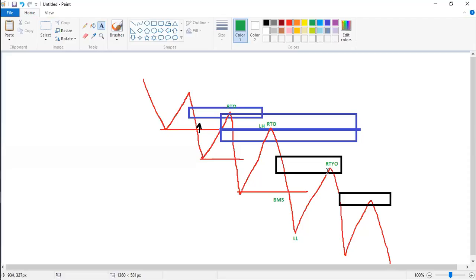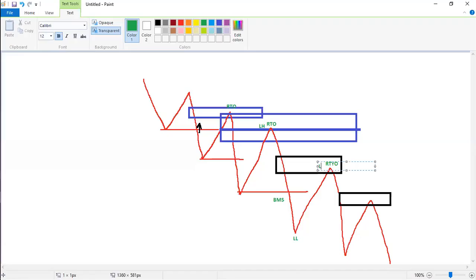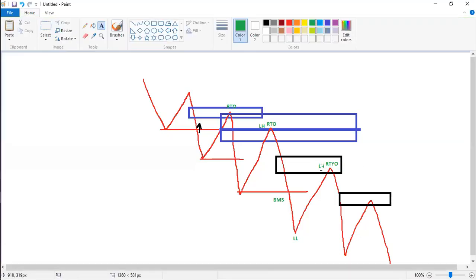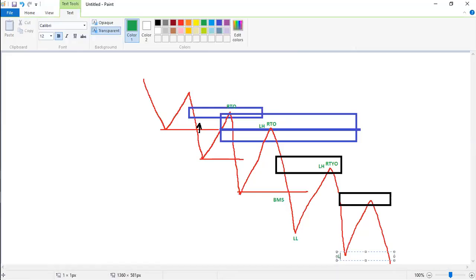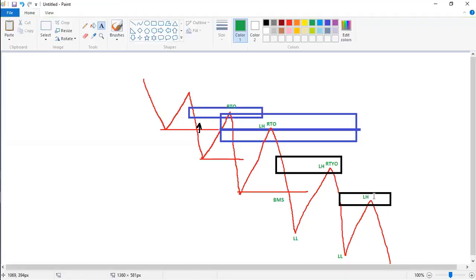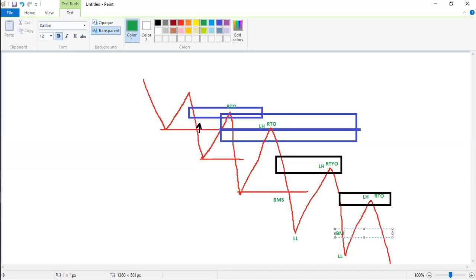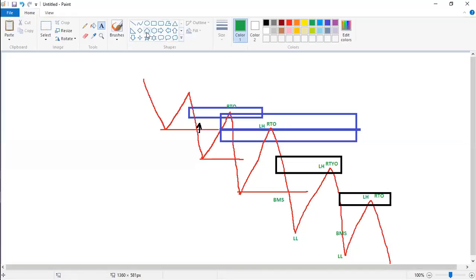I made a mistake here. RTO and also it's a lower high. So now you put both. You put both RTO and lower high. Again, lower low, lower high, RTO. This is the BMS, or the BMS here. So now that's how you mark your charts.